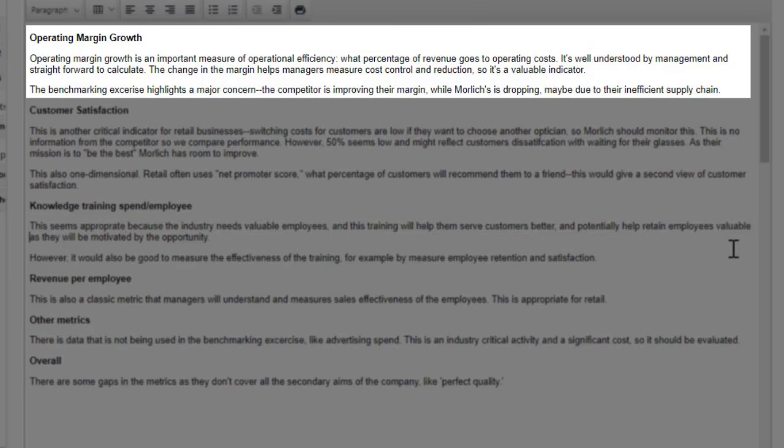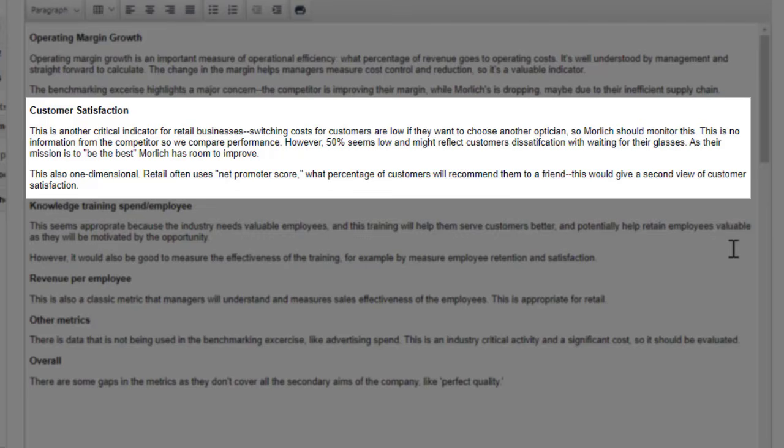The competitor is improving their margin while Morlich is dropping, maybe due to their inefficient supply chain. Customer satisfaction. This is another critical indicator for retail businesses. Switching costs for customers are low if they want to choose another optician, so Morlich should monitor this.